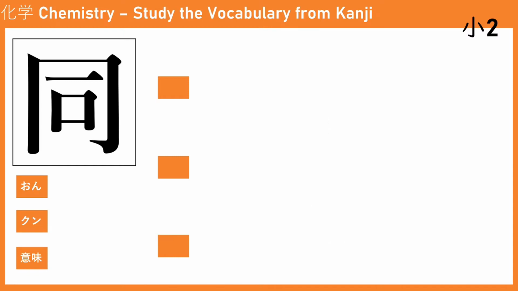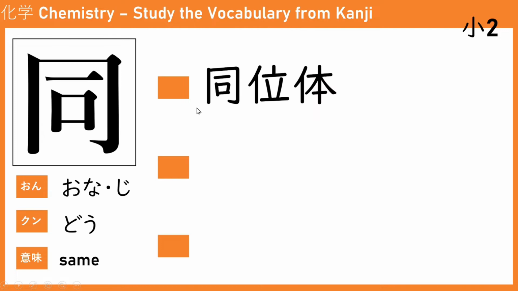Hi, next we got dō, right? The onyomi is onaji. Onaji means same. So, for example, dōitai, right? Dōitai is the same place body, which means an isotope. For example, chlorine 35 and 37 are isotopes.